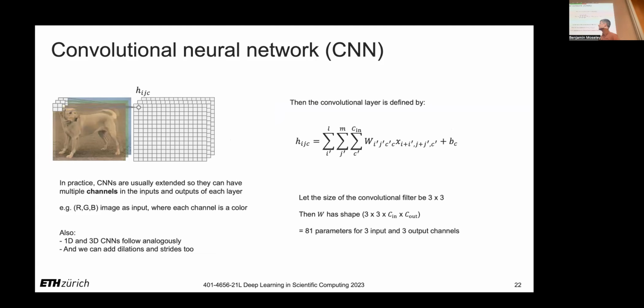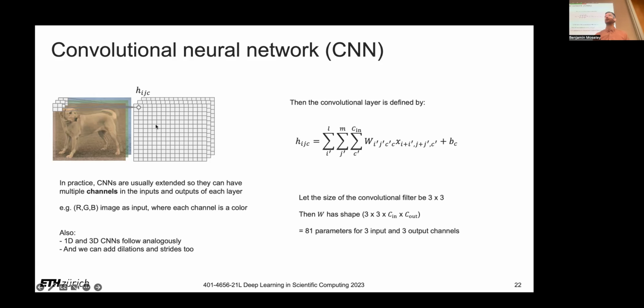Okay, so in practice, we actually extend convolutional neural networks in one way, and that is we extend it to have multiple input channels. If you take an image, usually these images are composed of 3 channels, like a red, a green, and a blue channel. And so the way you can think of that is we just have 3 images stacked together that we're going to input to the network. And we can also have multiple channels in our output layer as well. So instead of just 1 image here, we have three, for example.